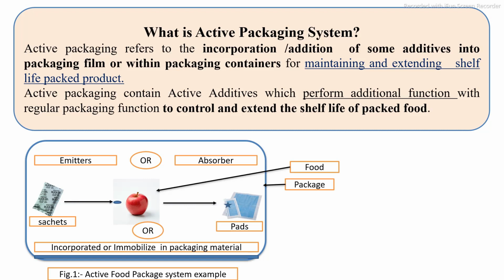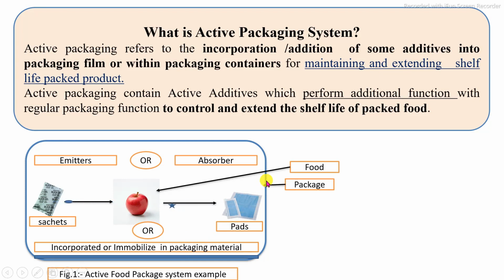In this active packaging system, the active additives perform an additional function along with the regular packaging function, controlling and extending the shelf life of the packed food. You can see in this figure that after the product is packed into the packaging material, the inside of the packaging contains specific additives in a sachet or a pad, or they are immobilized or incorporated in between the layers of the packaging.